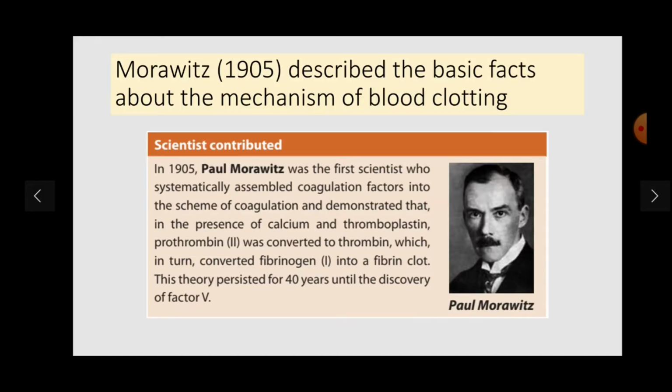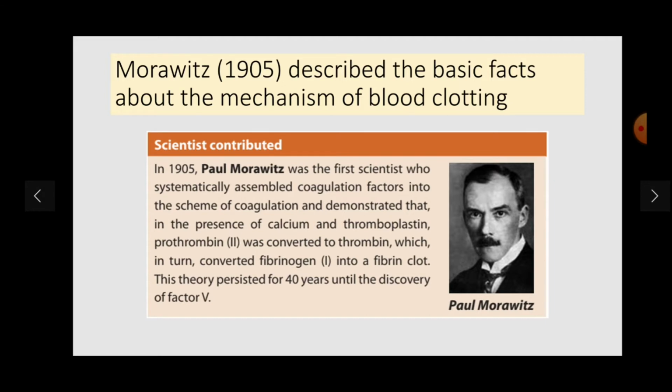Paul Morawitz, in 1905, described the basic facts about the mechanism of blood clotting. He first described that in the process of blood clotting, fibrinogen is converted into fibrin by the action of thrombin, and thrombin is a proteolytic enzyme and the key step involved in the process of coagulation.